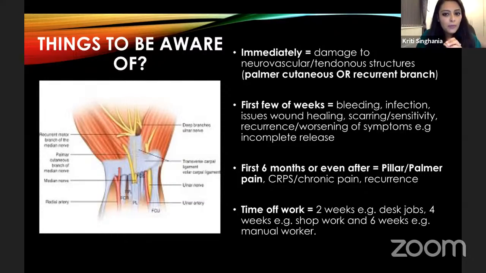The other main thing to remember is up to 6 months, patients may complain of pain in the palm area. And this is known as pillar or palmar pain. And that's particularly when they lean through the palm or they lift heavy objects. So it's really important you warn your patients of that.